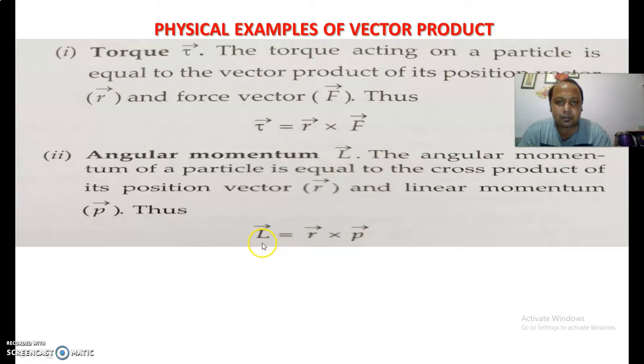And there is a relation between linear momentum and angular momentum. Linear momentum is represented by P and angular momentum is represented by L. So L is equal to R cross P. This is the way in which angular momentum is represented as a vector product of R and P. So these are the examples of vector product which are shown to you. Let us see another example.